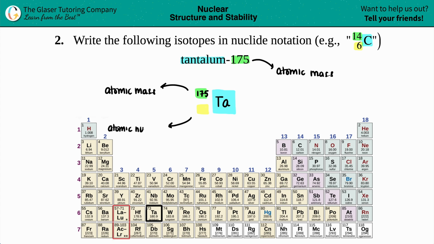And it turns out that every element has its own atomic number. It's all of the whole numbers that you see on the periodic table. So 19, 20, 21, 22, 23. They don't change for the element. For tantalum, it's 73. So 73 on the bottom. And box the answer off because you are done. That's the nuclide notation. And there you go.